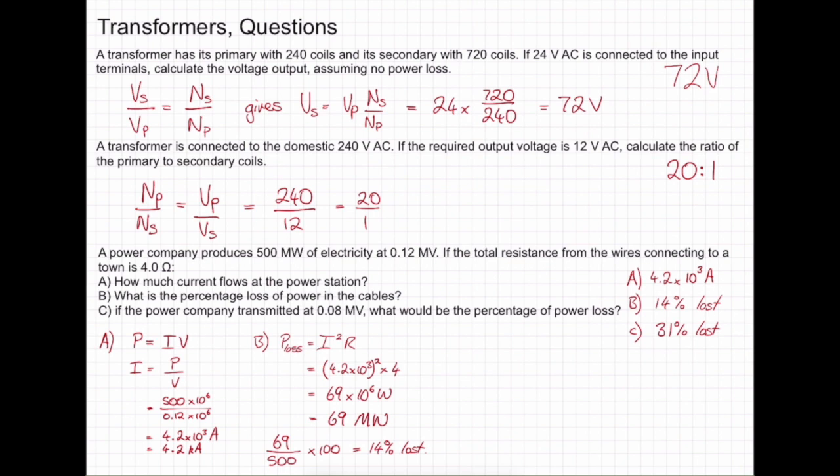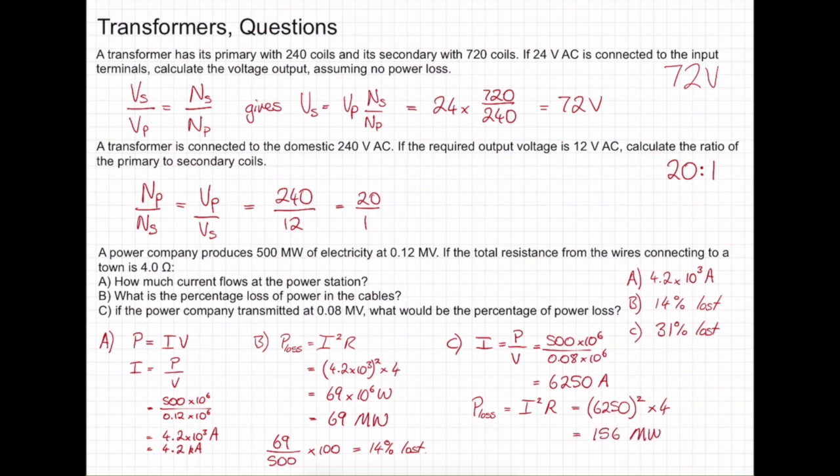First, we need to determine how much current is actually being produced now at the power station. So again, our current is equal to our power divided by our voltage. Now we can just substitute the numbers in, so 500 times 10 to the 6 divided by 0.08 times 10 to the 6. And this gives us 6,250 amps. Now we need to figure out how much power loss we have. So again, our power loss is equal to our current squared times the resistance, which we can then substitute those numbers in, which comes out to be 156 megawatts.